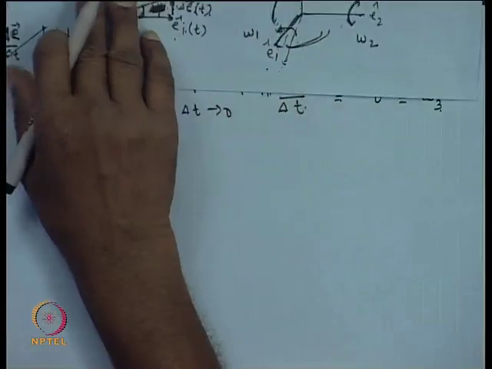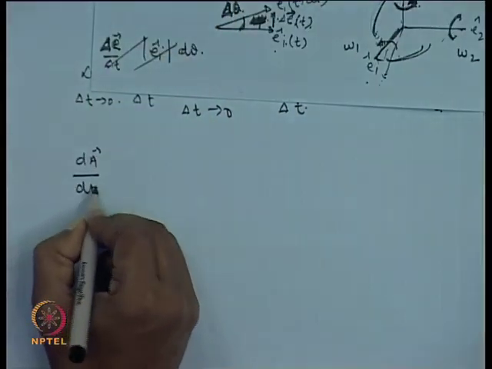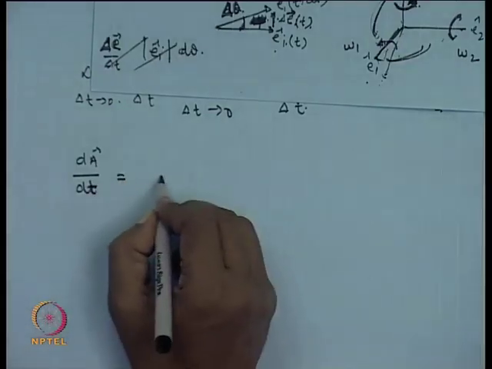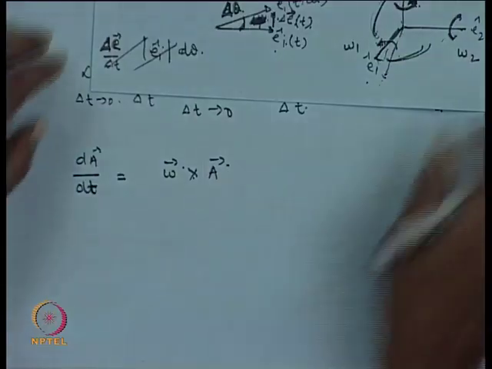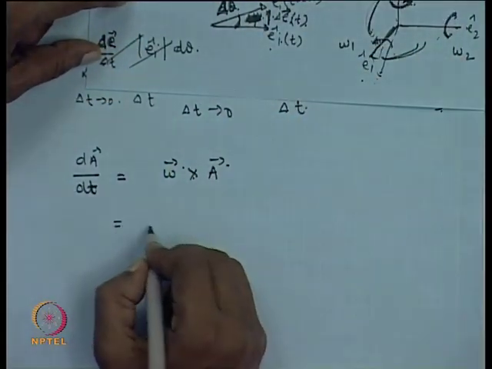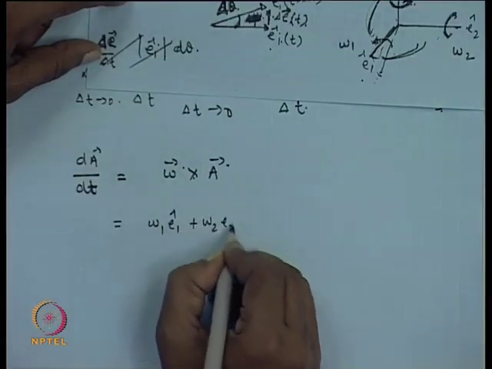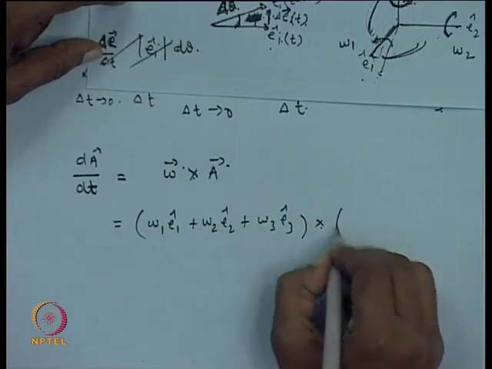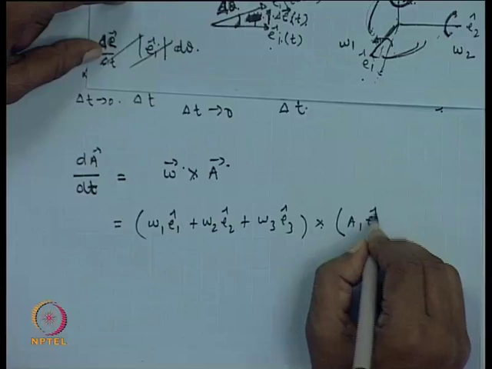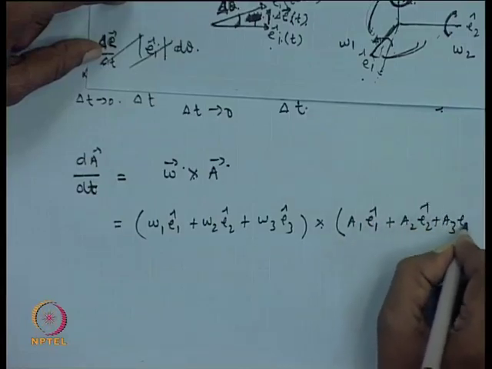So, overall this dA by dt can be written as omega cross A, where I break up this part, and then we will come to this to show you what exactly has happened. Omega 1 times E 1 cap, omega 2 times E 2 cap plus omega 3 times E 3 cap, and cross A 3 times E 3 cap.